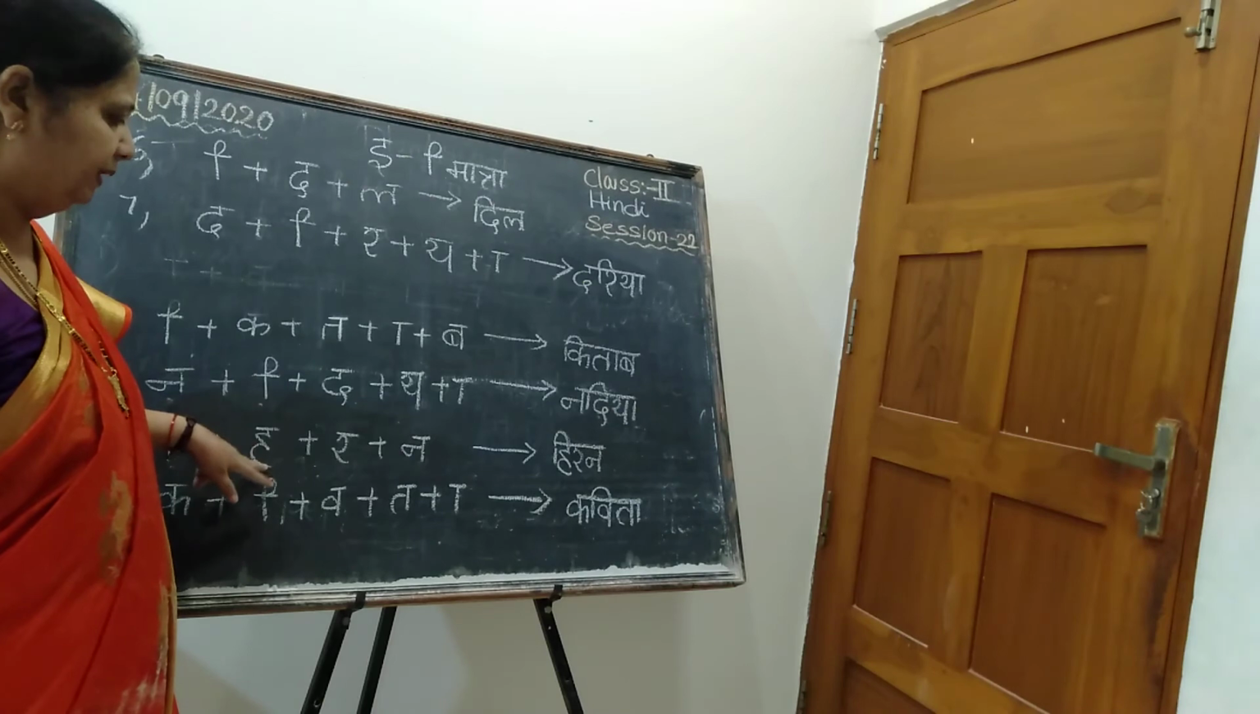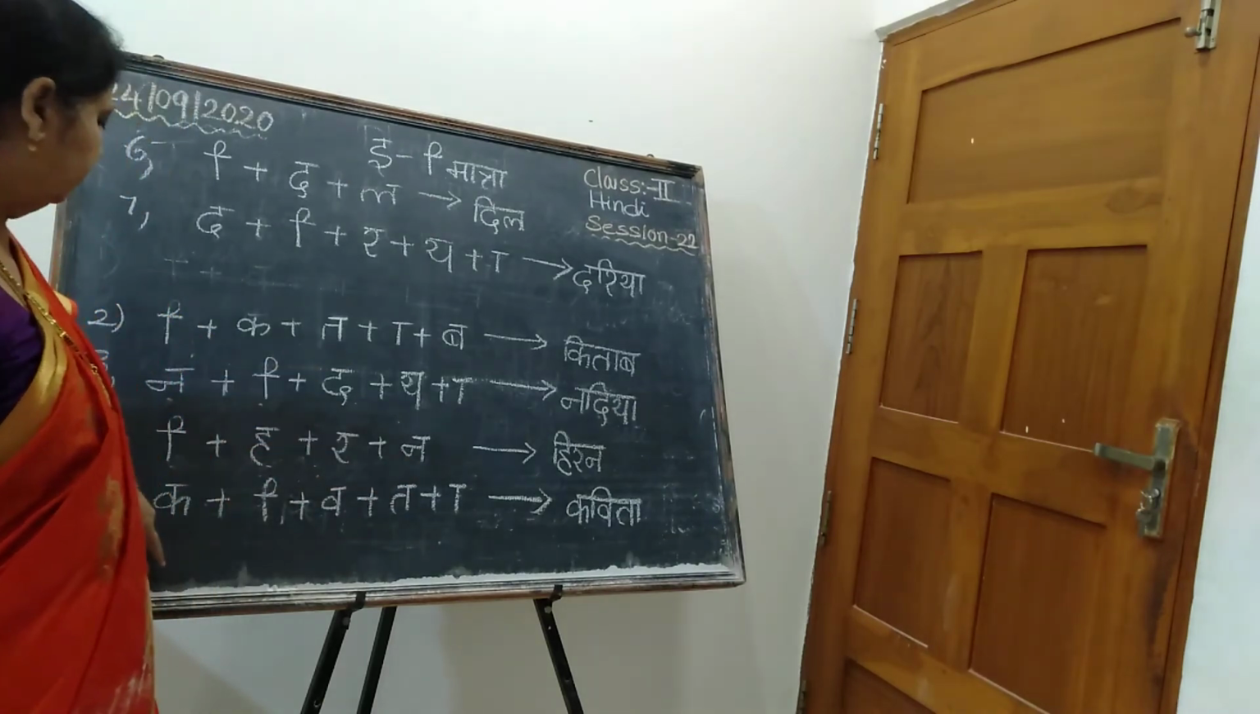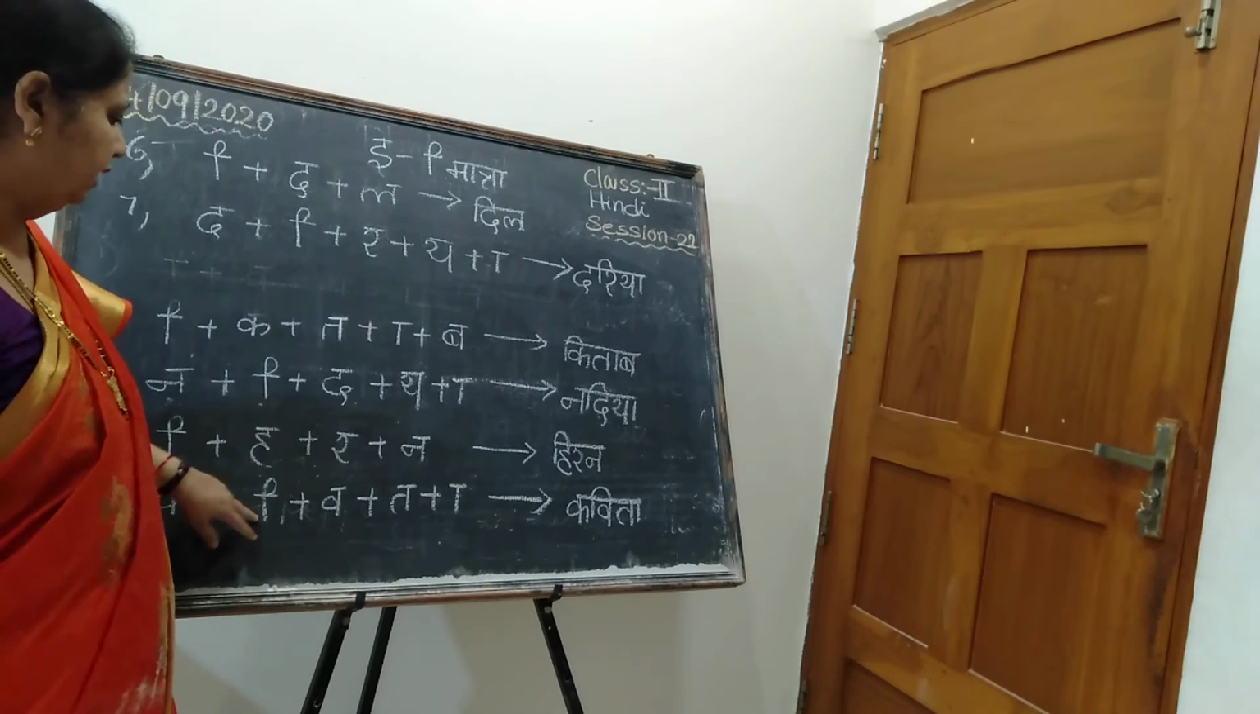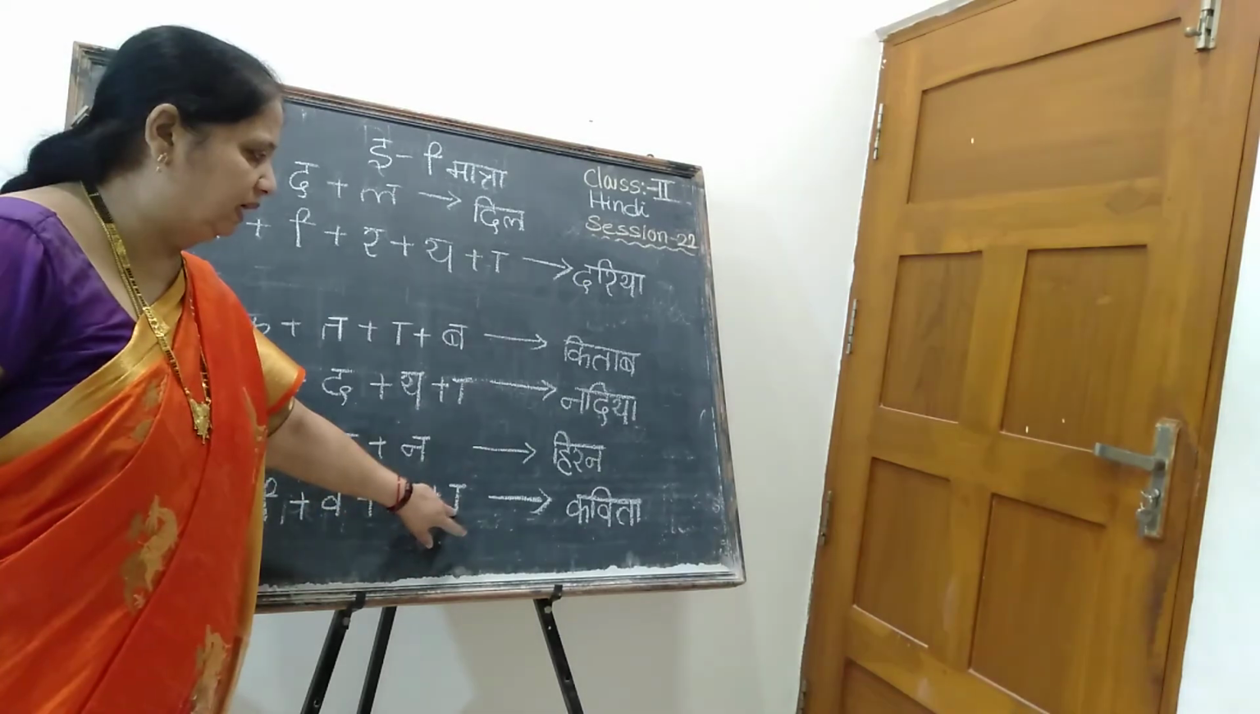Choti ki matra plus ha plus ra plus na. Hiran. Ka plus choti ki matra plus va plus ta plus a matra.